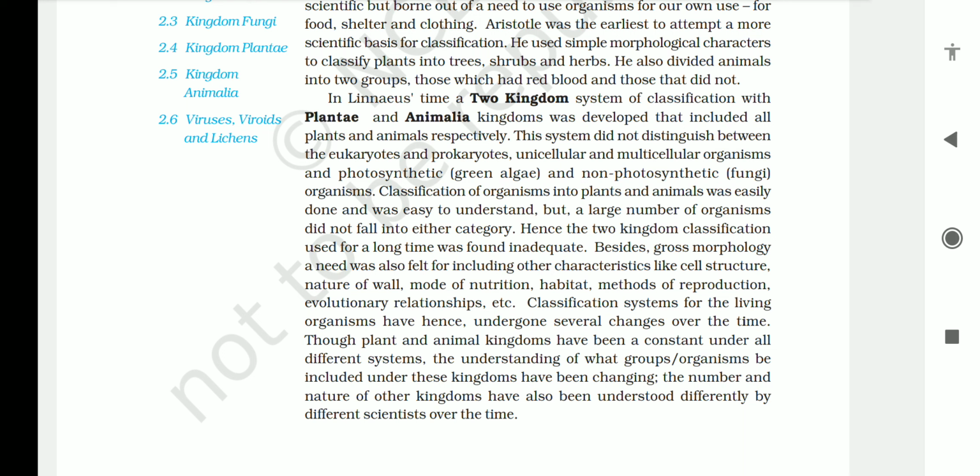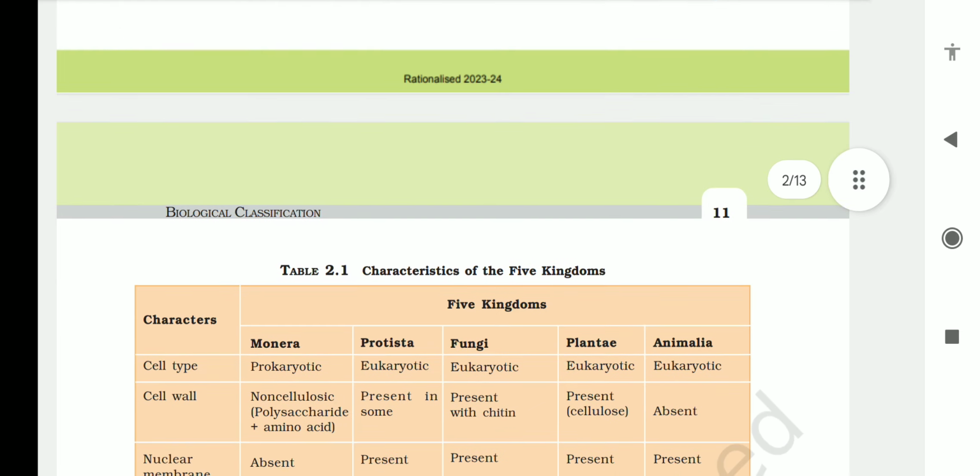Besides gross morphology, a need was also felt for including other characteristics like cell structure, nature of wall, mode of nutrition, habitat, methods of reproduction, evolutionary relationships, etc. Classification systems for the living organisms have hence undergone several changes over the time. Though plant and animal kingdoms have been a constant under all different systems, the understanding of what groups of organisms be included under these kingdoms have been changing. The number and nature of other kingdoms have also been understood differently by different scientists over the time.